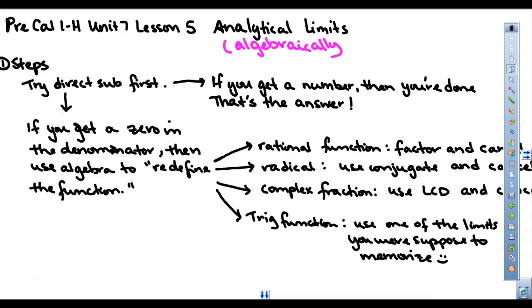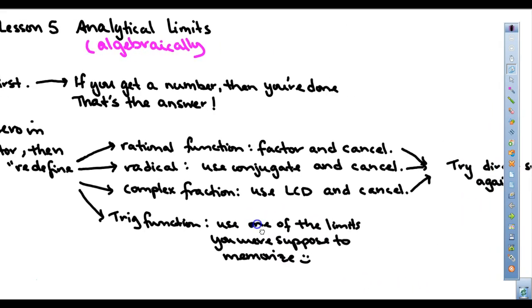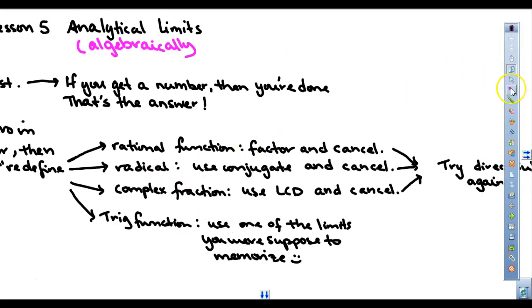Whoa, hold on. All right, let me back up. Here we go. Yes, a rational function. Okay? You're going to factor it, cancel stuff out. Radical function, use the conjugate, cancel stuff out. Complex fraction, use your least common denominator, cancel some stuff out. If it's a trig function, use one of those limits that you were supposed to memorize. Refer back to your lesson 4 handout. It had all of that stuff up there. It was number 14 on that handout.